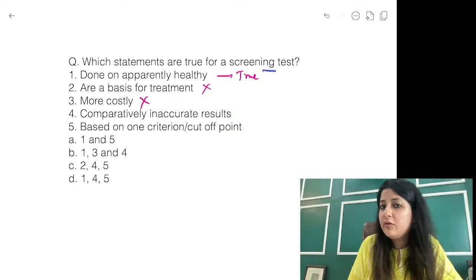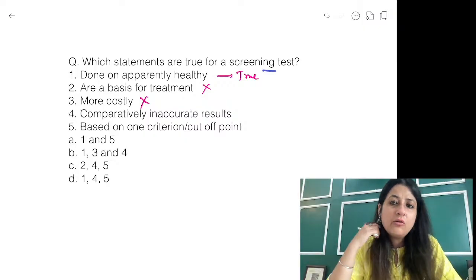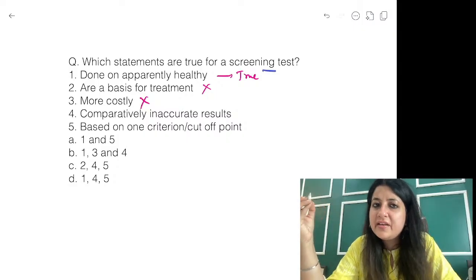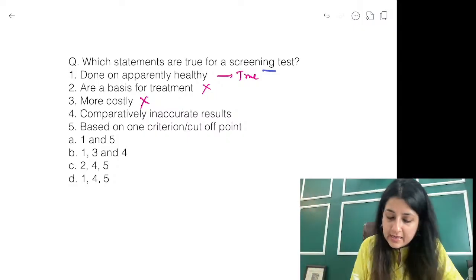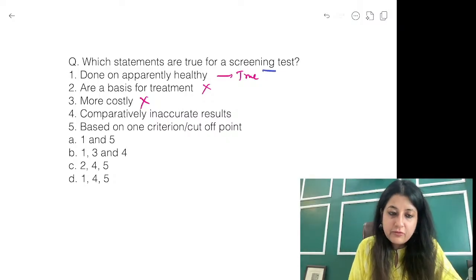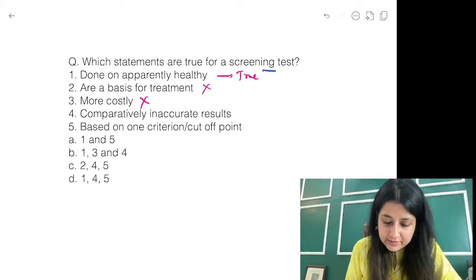In my view I'm fine, nothing has happened to me. There are so many people like me who might be thinking, okay, I'm healthy. So if a screening test has to be conducted, you can't expect it to be a very costly test, because we have to apply it on a larger population. Comparatively inaccurate results, everybody. Comparatively inaccurate results based on one criterion, cutoff point. So now comparatively, do you get inaccurate results over here?